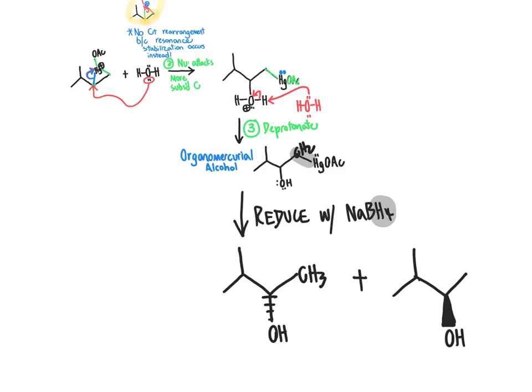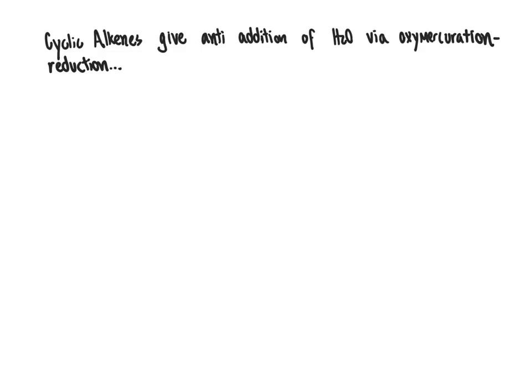So what if we had a situation where we were working with a cyclic alkene starting material? Are there constraints on the stereochemistry of the product that could make the reaction stereoselective? So we're going to take a look at that situation now for a cyclic alkene and see how that impacts things. So straight away, I'm going to give you a spoiler alert, and that is that cyclic alkenes are going to give anti-addition of water using oxymercuration reduction.